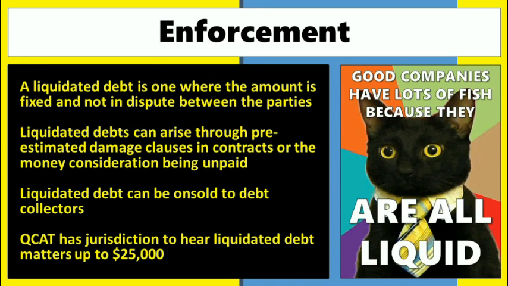Now, the next area of law to look at is to do with enforcement. And it's important to note in situations where one party has a debt to another one and that amount is known, that's known as a liquidated debt. And a liquidated debt dispute will often operate differently in terms of the courts than one where there is some doubt or dispute about the amount which is owed. So, for example, QCAT can actually hear liquidated debt disputes up to $25,000.